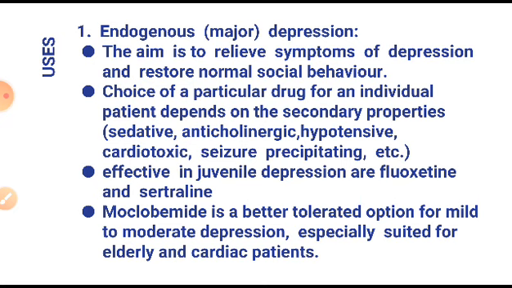Now we'll see some important uses of this class of drug. Number one, endogenous depression, which we call major depression. The aim is to relieve symptoms of depression and restore normal social behavior. Choice of a particular drug for an individual patient depends on secondary properties. Which are the secondary properties? Sedative, anticholinergic, hypotensive, cardiotoxic, and seizure precipitating actions. So on that basis, we select the drug. Effective in juvenile depression are fluoxetine and sertraline. Moclobemide is a better tolerated option for mild to moderate depression, especially suited for elderly and cardiac patients.